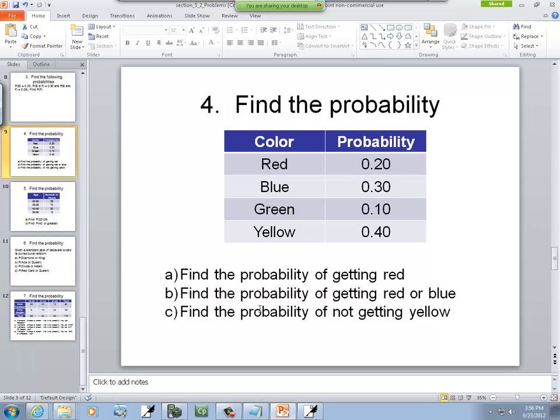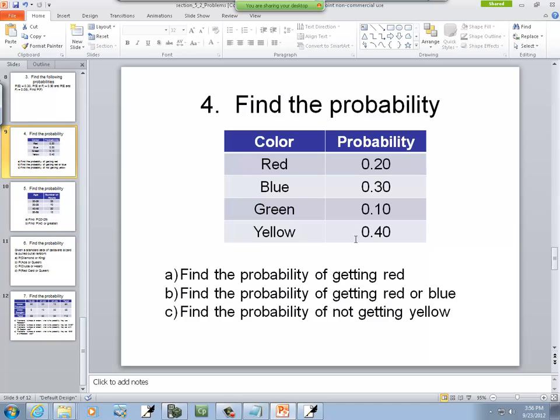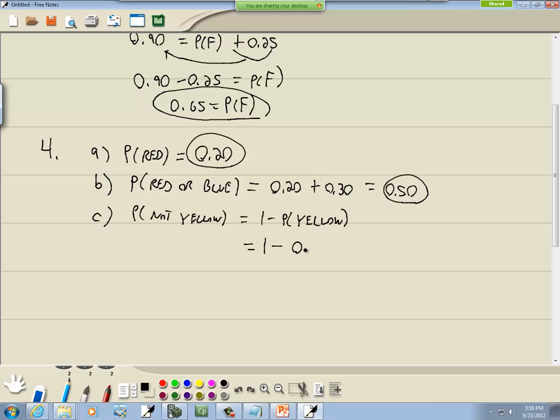C says find the probability of not getting yellow. So probability of not yellow becomes 1 minus probability of yellow. This is using the complements rule. And if we look up probability of yellow, that's 0.40. So 1 minus 0.40 gives us 0.60.